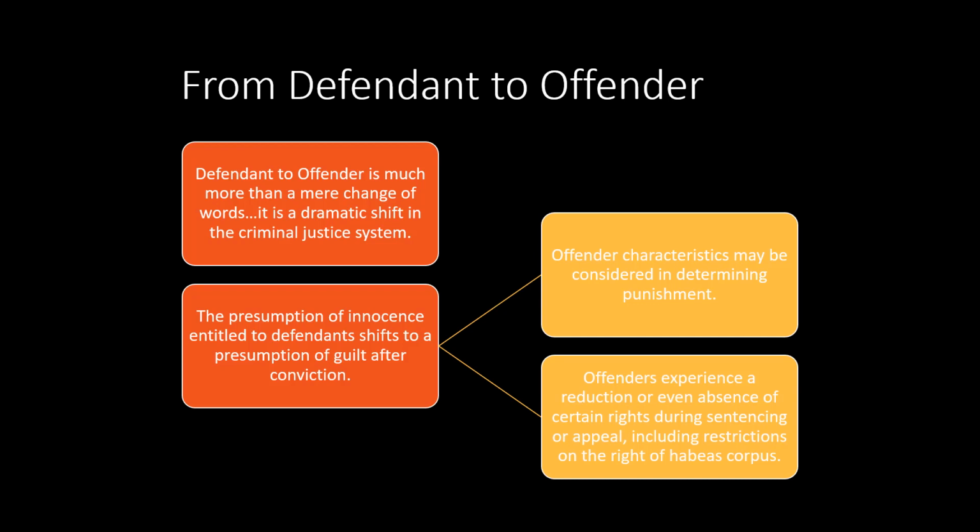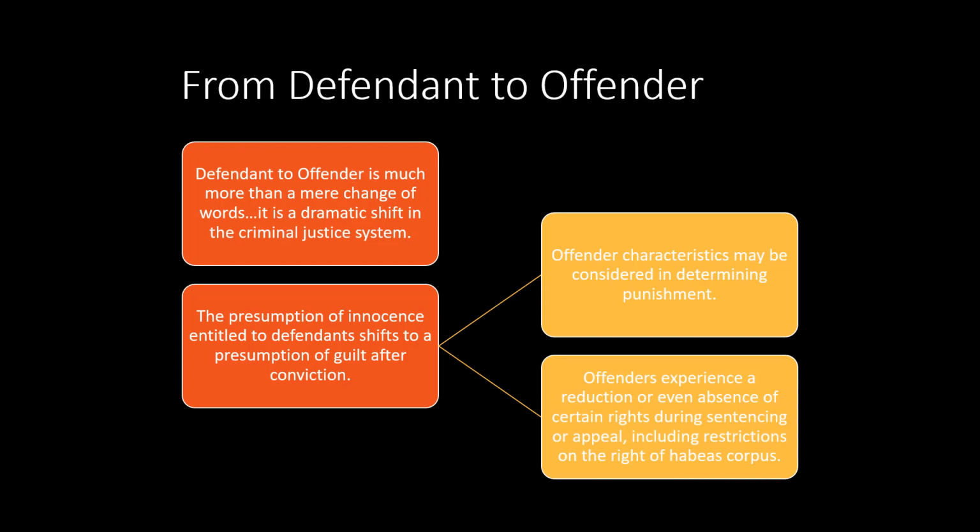From defendant to offender. First of all, we're changing words here, obviously. The defendant has not been convicted of anything. But when the gavel comes down, after the jury says guilty, you are now an offender. And one of the magic things that happens there is your presumption of innocence disappears.